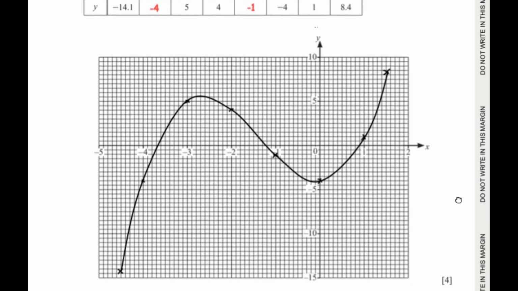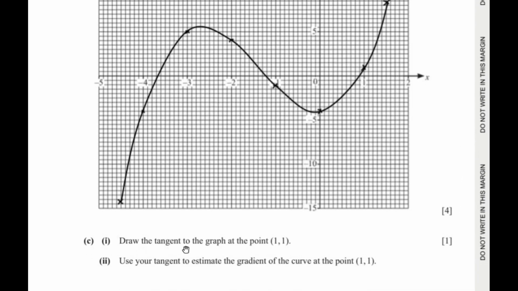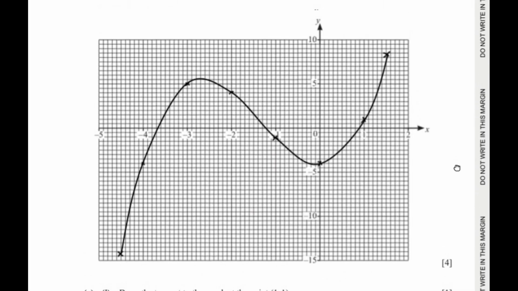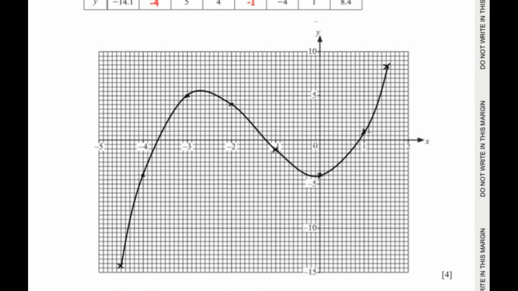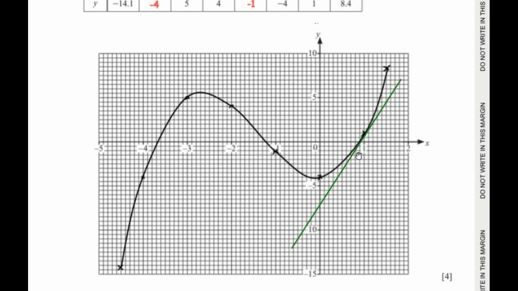Now let us move on to the next sub question. Draw the tangent to the graph at the point 1, 1. So here we have to draw a tangent at x equal to 1 and y equal to 1. That would be on this coordinate. So let me draw a straight line passing through this point now. So this is the tangent passing through the point 1, 1. Just make sure that this line touches just one point on this curve this way and take the length of the tangent a little longer.